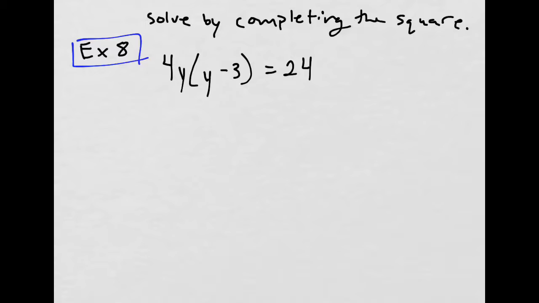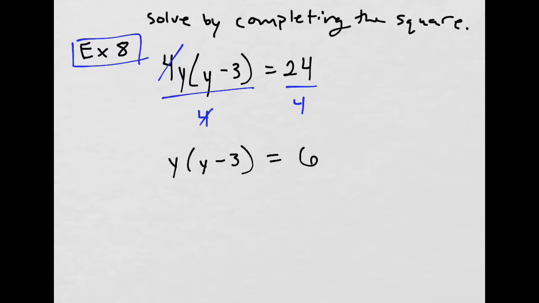And same with this problem, number 33. So here I can divide by 4, and I can divide by 4. That goes away, so I just have y times y minus 3 equals 6, right? And then I don't have any exponent there, so I'm allowed to distribute.